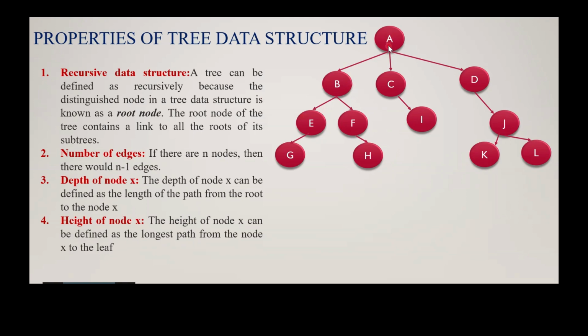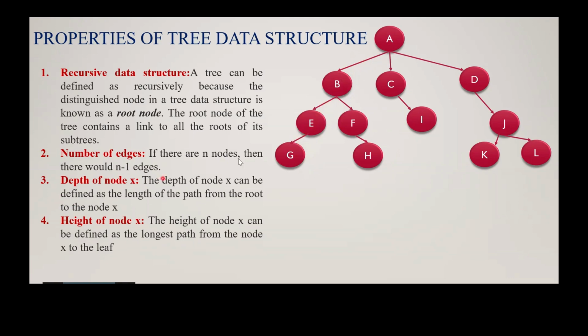Path means A is a node, B is another node. If one link is present between them, it is calculated as one path. So there is one path from A to B. Similarly, if B is another node and C, and I ask for the path from A to G, so 1, 2, 3. So there are three paths.